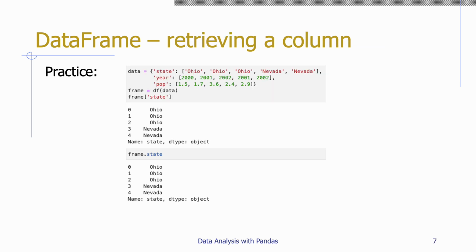We can also retrieve a column within a DataFrame. In the first example on the top, the syntax is, as you see, frame with the square brackets and state in quotation marks. And the second way to do it is frame.state. So they both return the same output, which is the state column.